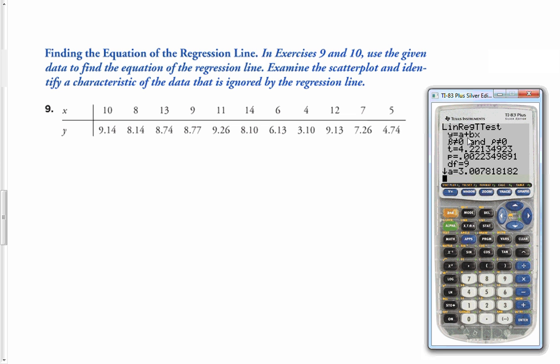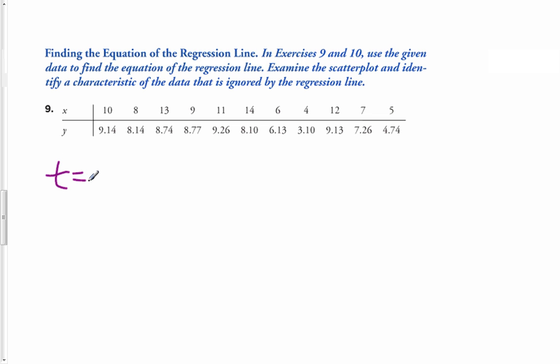So let's see if we can answer some of these questions. It says use the given data to find the equation of the regression line. Well, the calculator is giving me y equals ax plus b. That's what the calculator is giving me. Let's see some of the values that we're given here. One of the values is t, which is 4.221. That's the test statistic.